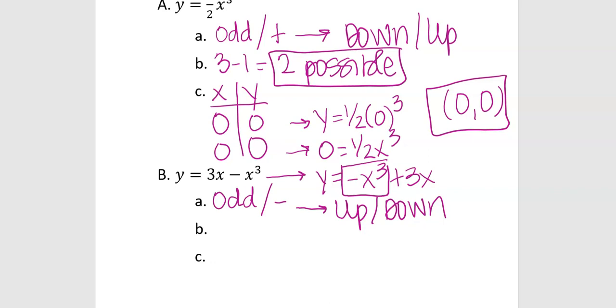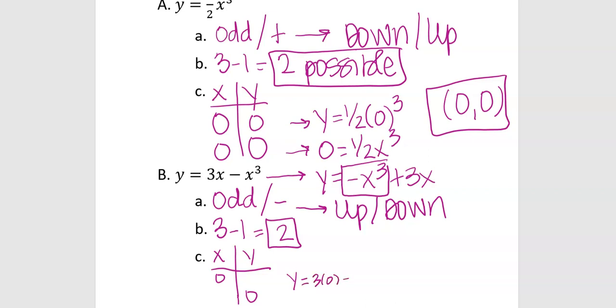Okay, how many possible turning points could there be? 2, and again we take the 3 and we subtract 1 and we can just put 2. I'm not going to put possible on there because we know that's what it means. And then we find our intercepts again. One when x is 0, the other is when y is 0. So if I put zeros in for the x's, I get 3 times 0 minus 0 cubed, which gives you 0.